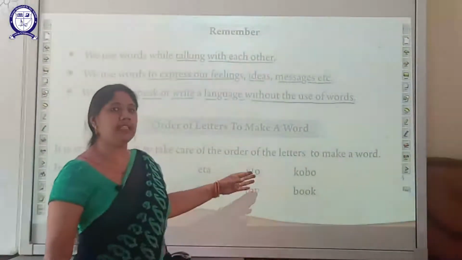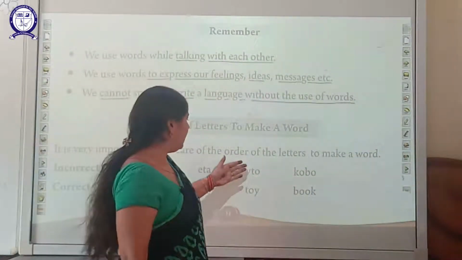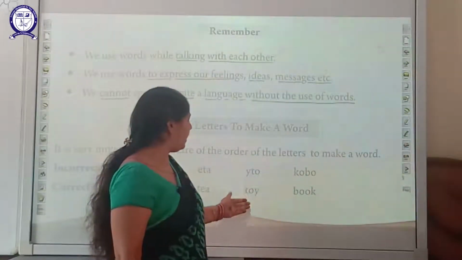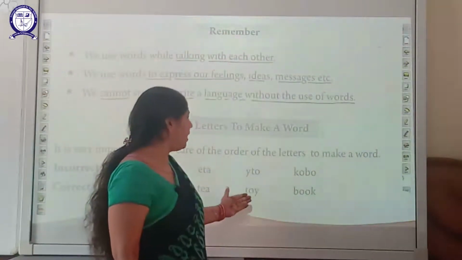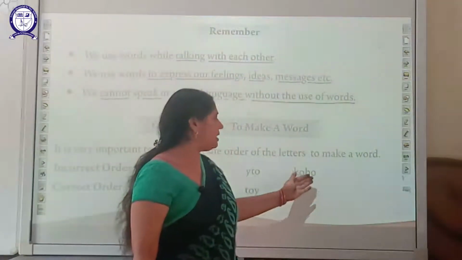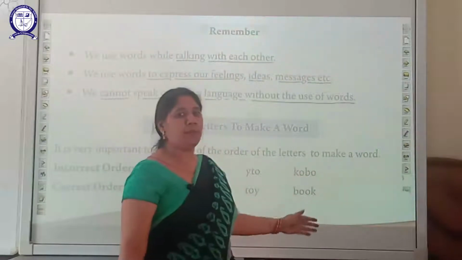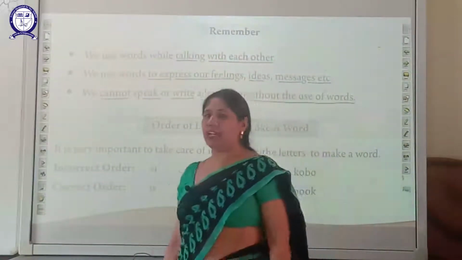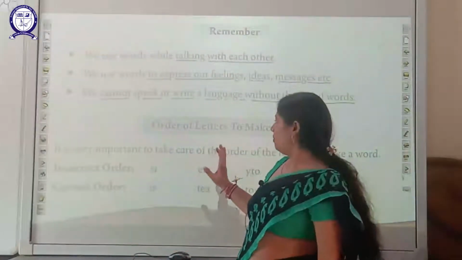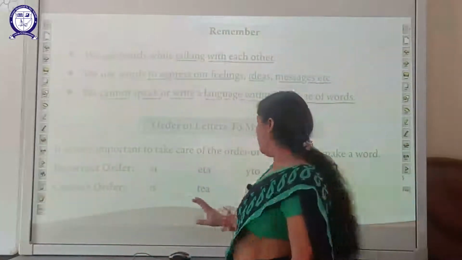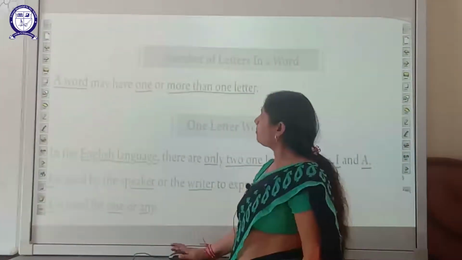YTO has no meaning. When we arrange it in a proper way, it is a proper word: TOY. KOBO, these are letters; arranged properly it is BOOK, book. So friends, when we arrange the letters, it is very important to take care of the order of the letters to make a meaningful word.